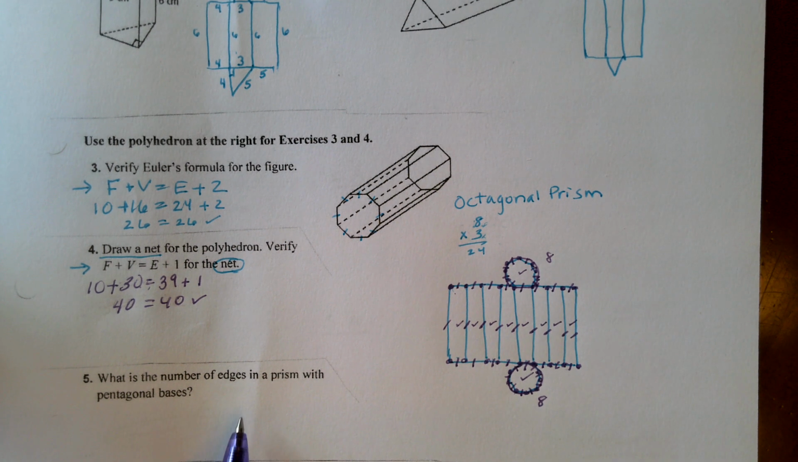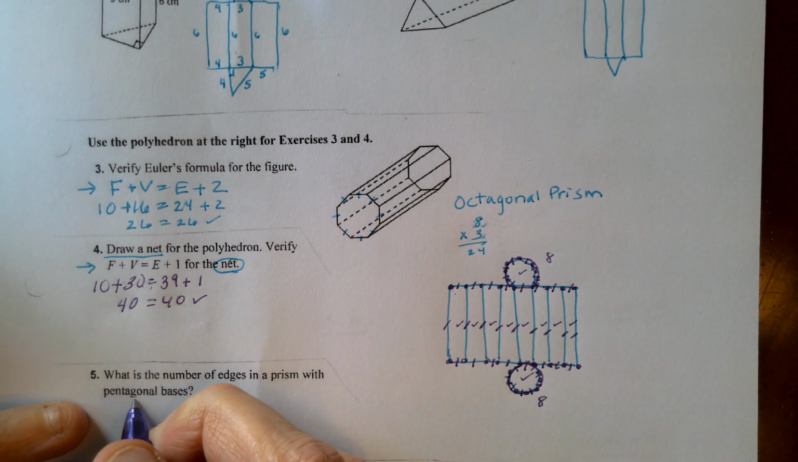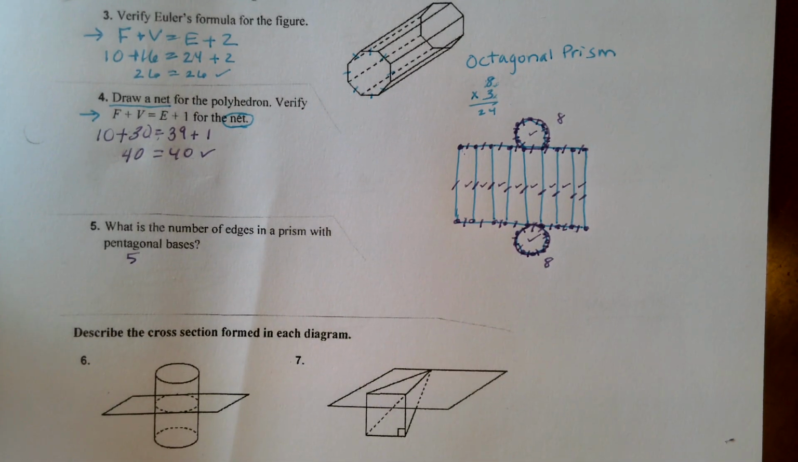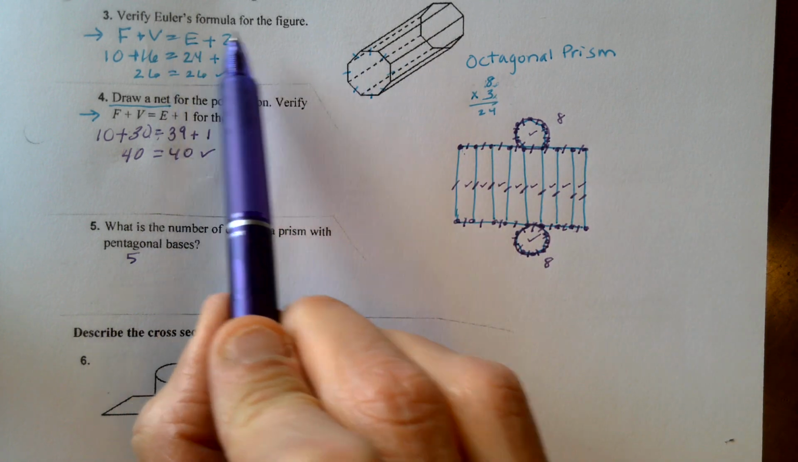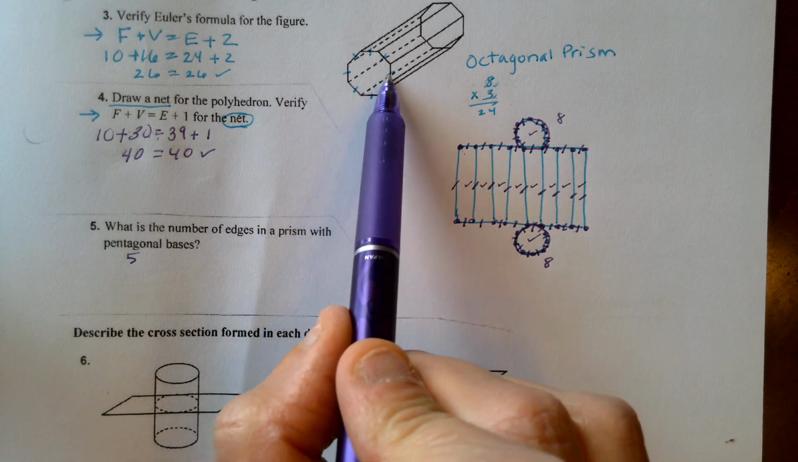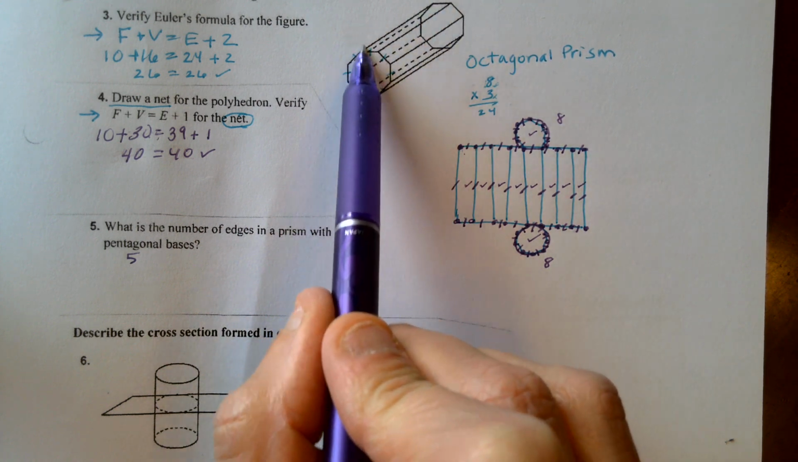What is the number of edges in a prism with pentagonal bases? So pentagon, you've got to know all those, right? Pentagon is 5 sides. And if it wants to know the number of edges, do you remember what happened when we figured out edges? When you have a figure together, it was the 8, and then the 8, and then the 8 around.